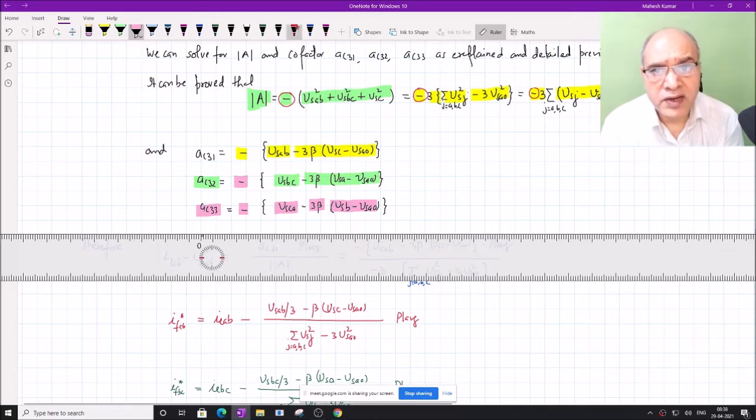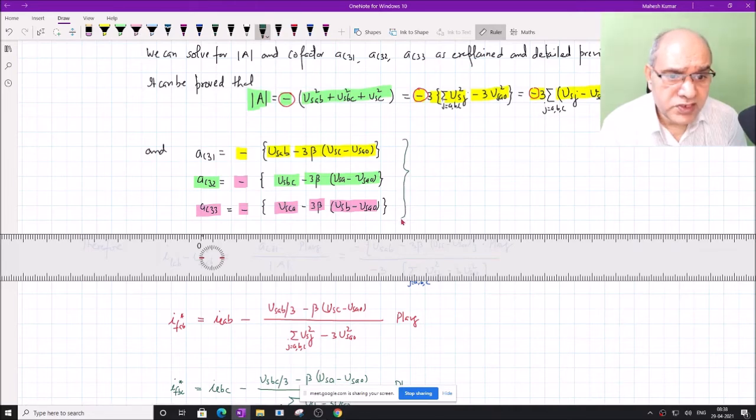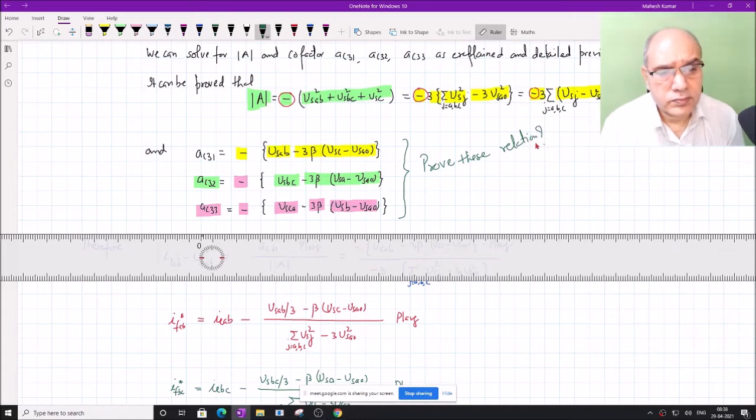So we know the determinant. Again, you have to prove it. The details are given in the book. So go step by step and prove that these relations are correct. Take it as a small assignment for you. It's already given, but you have to write it step by step and show that.